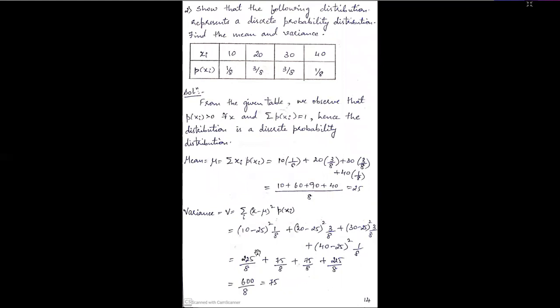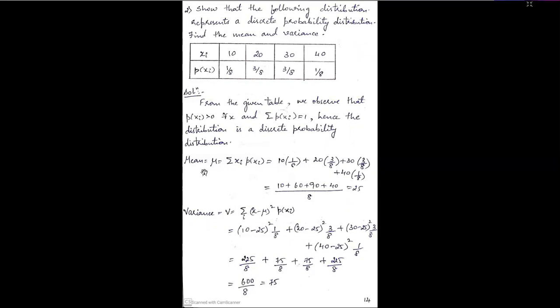Show that the following distribution represents a discrete probability distribution, and also find the mean and the variance. So as done earlier, from the given table we observe that each p of xi is greater than 0 for all x, and also the summation of these probabilities, when you add it, you will get as 1. Hence the distribution is a discrete probability distribution. Always remember these two conditions must be satisfied: p of xi is greater than 0 and summation p of xi is equal to 1.